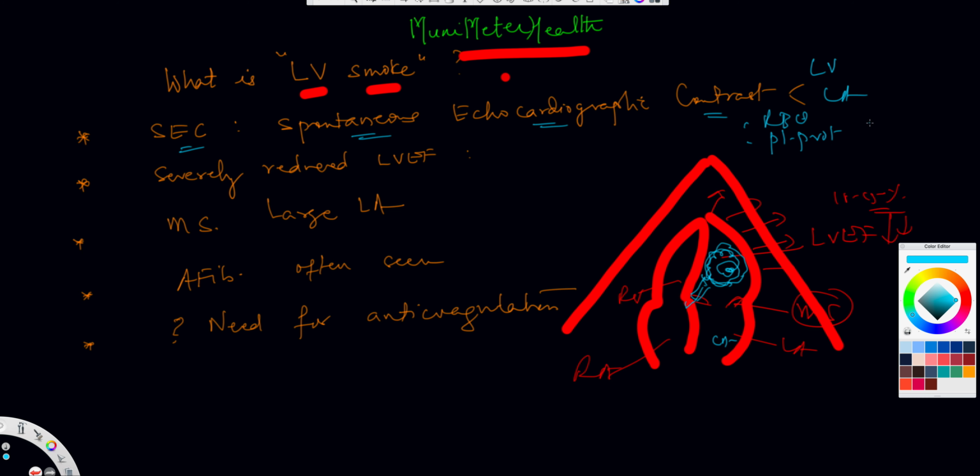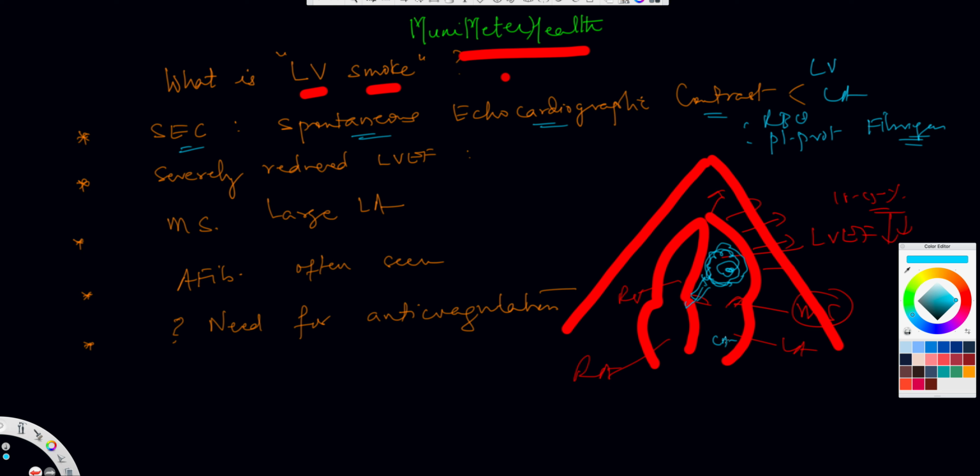Now amongst the plasma proteins, predominantly it's the fibrinogen. Now you know that fibrinogen is an essential part of the coagulation cascade. The coagulation factors, the fibrinogen and the platelets, they're very involved with coagulation. So fibrinogen has to be present in high amount in order to cause this spontaneous echocardiographic contrast. Now in some individuals where the hematocrit is extremely low, patients who are markedly anemic and they are in heart failure, they may not have SEC present in those patients. So LV smoke may not be seen.